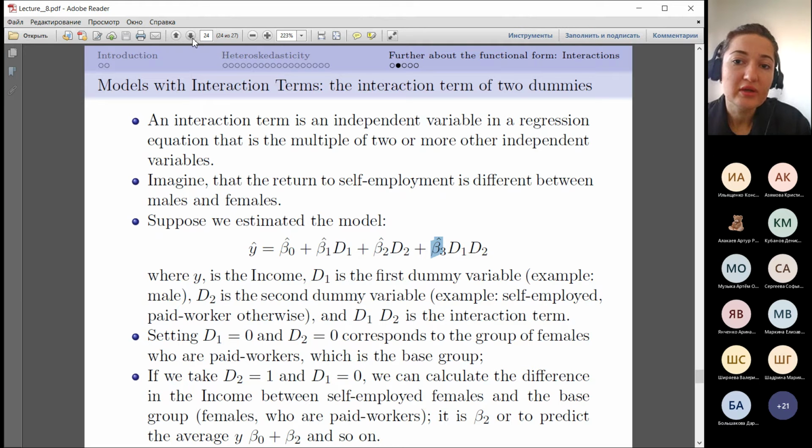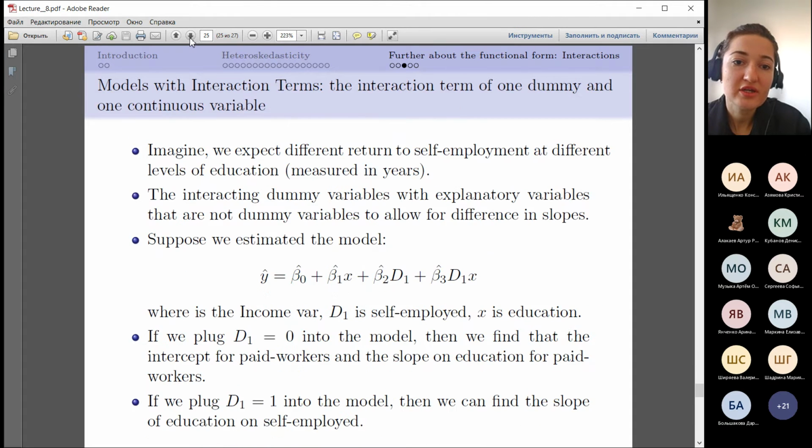So the most popular cross-product interaction is when you interact one dummy with one continuous variable. So let's continue the same example where your dependent variable is income and your independent variable, the first one is self-employed dummy, yeah, the same, self-employed or paid worker. And the second independent variable, instead of gender, let's use education, education in years. So this is the continuous random variable.